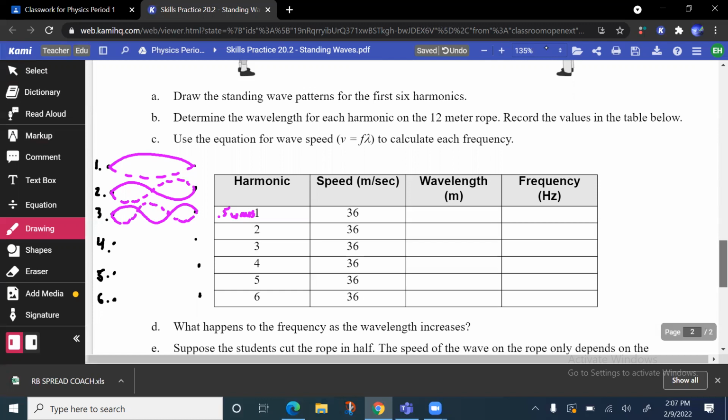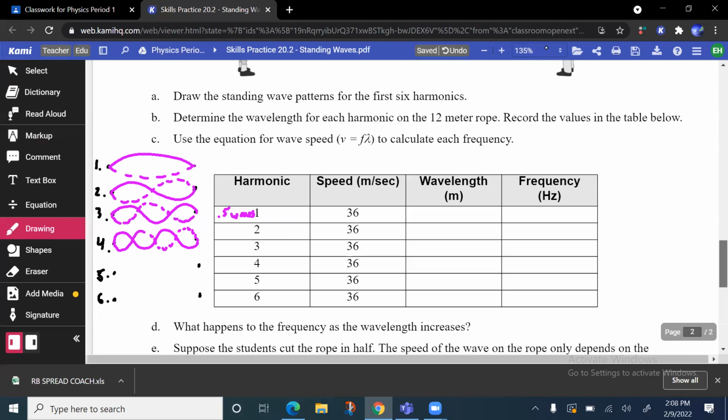To do the fourth harmonic, you're going to put a dot right in the middle. Then you're going to place 2 more dots between the black dots. You have a total of 5 dots evenly spaced. Go up, down, up, down, up. And there's our standing wave for the fourth harmonic.